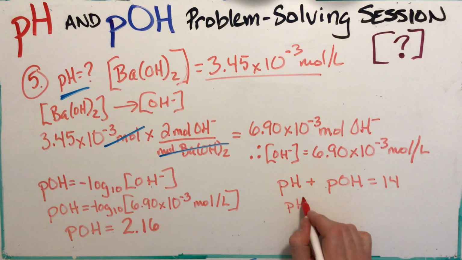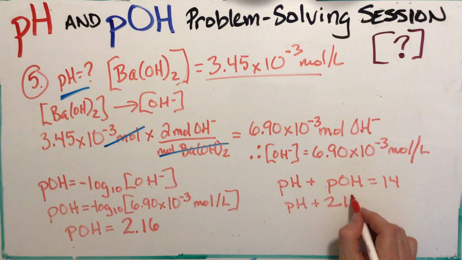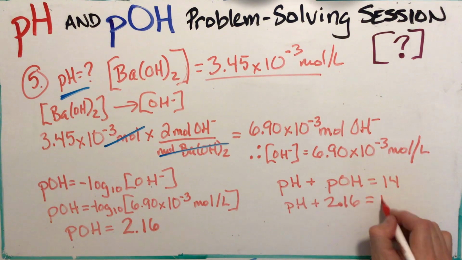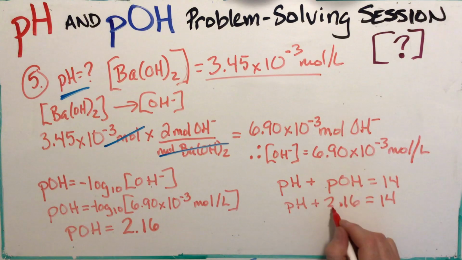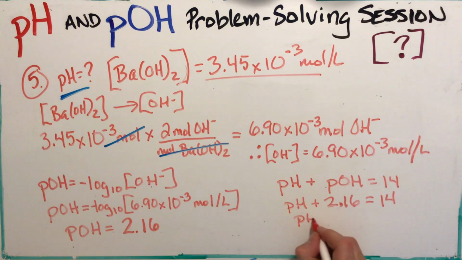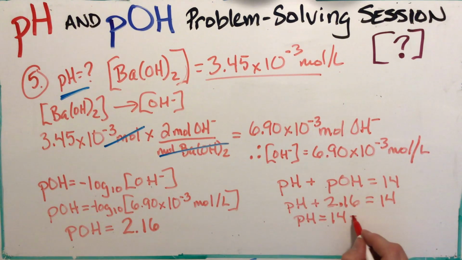So my pH plus 2.16 is equal to 14. Which means my pH is equal to 14. If this is plus 2.16, over on the other side it'll be minus 2.16. And so my pH is equal to 11.84. And that makes sense. It should be higher than 7, right?